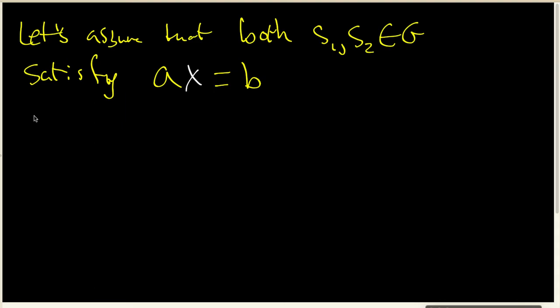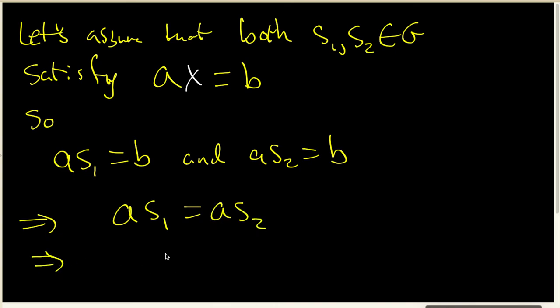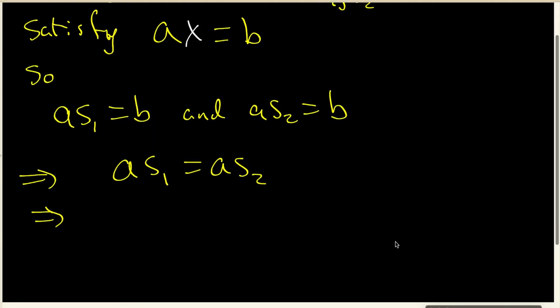What that means is that I have A times S1 is equal to B, and I also have A times S2 is equal to B. But these two things together tell me that A times S1 is equal to A times S2. Now we can pull the same trick that we pulled before. Let's pre-multiply by A inverse, and when we do that, this is what we get.